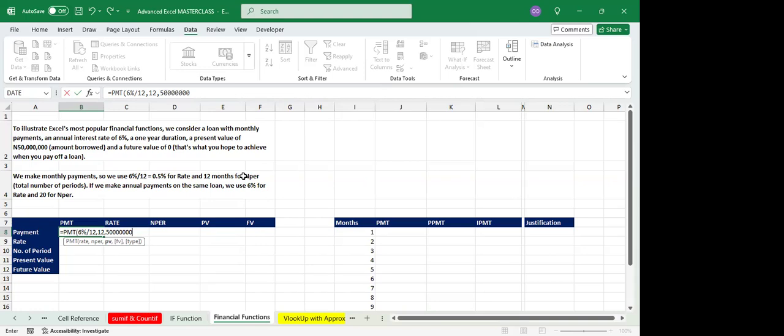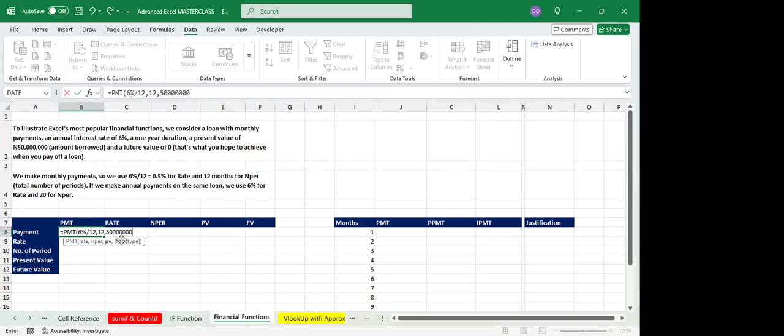All right. Maybe somebody is not understanding. Let me not complicate this. Let's just continue with this loan illustration. We'll come back to the investment later. So this amount, the PV, which is present value, is 50 million naira.